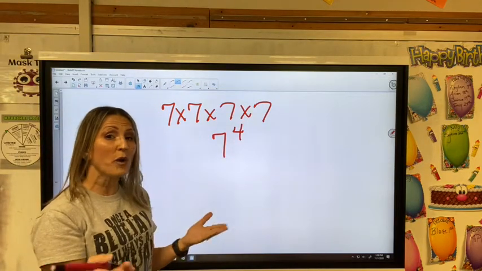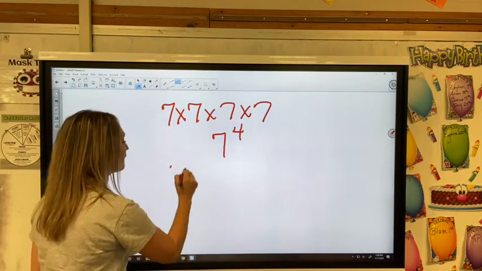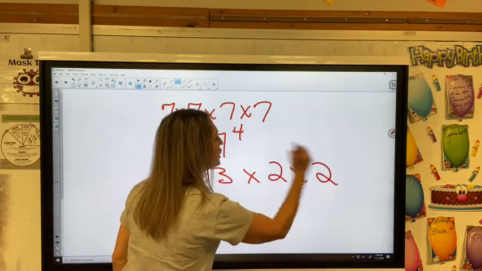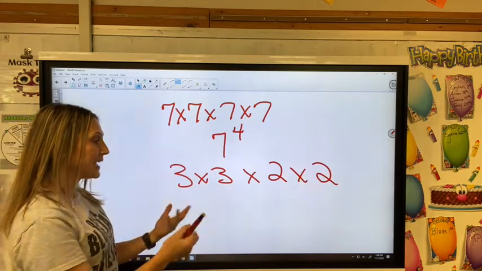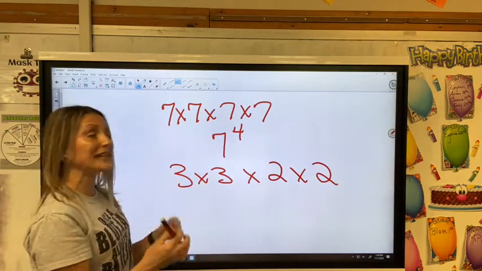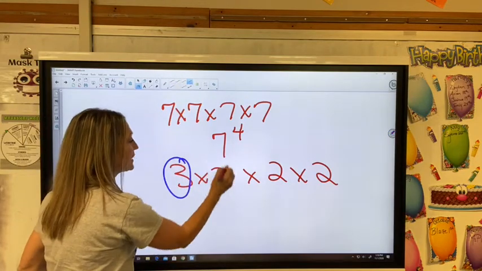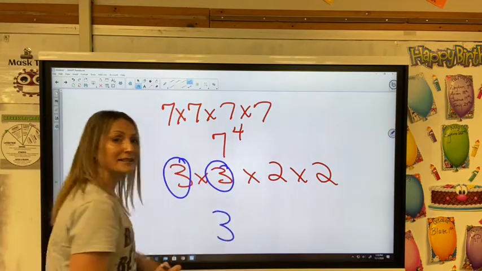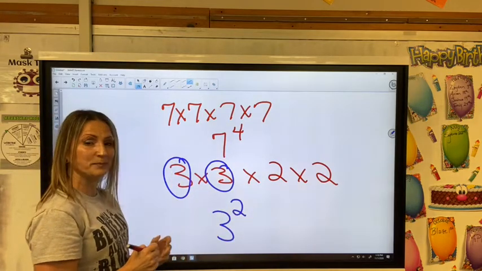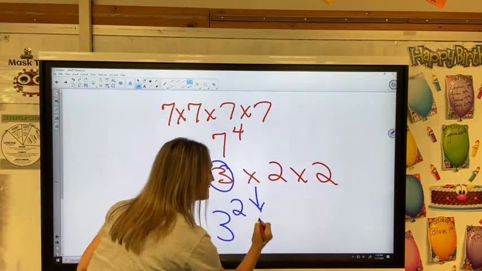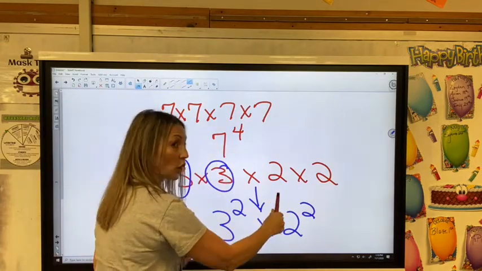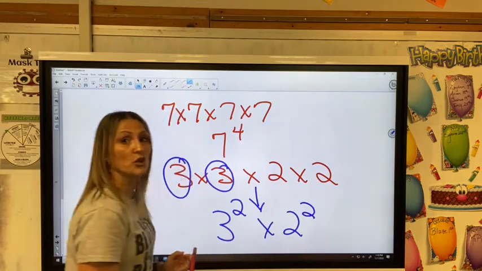There's also other ones that sometimes are tricky for kids. What if I said 3 times 3 times 2 times 2? Well, you're not going to say that's just 3 to the fourth or 2 to the fourth. You just count to see how many you have. I've got the base of 3 with an exponent of 2, times 2 to the power of 2, or squared, because there's 2 2's.